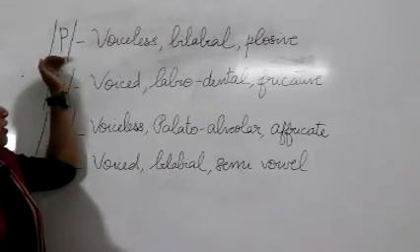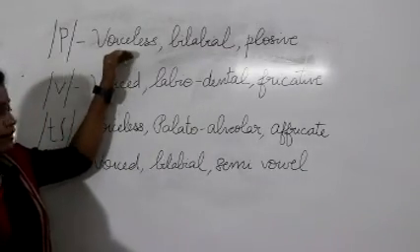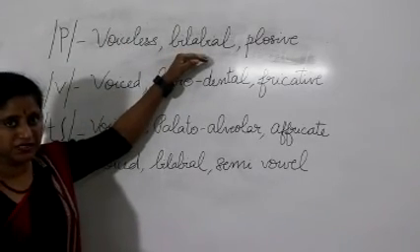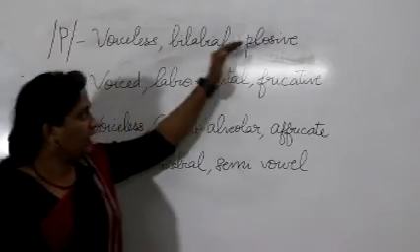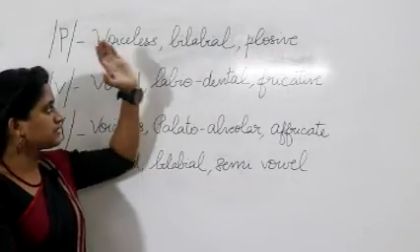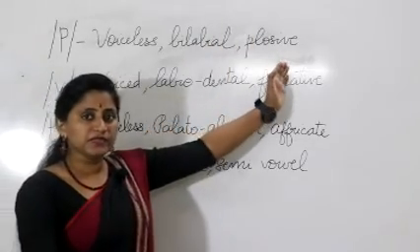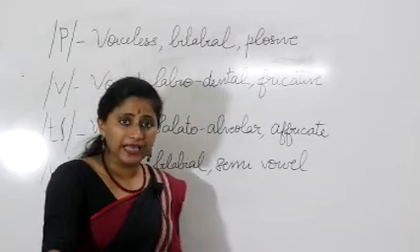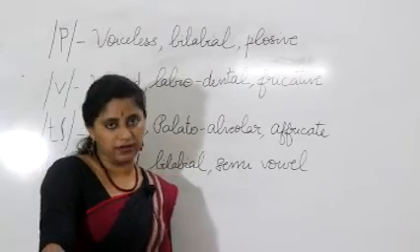So first one, P. It is not a voiced sound, so it is voiceless. We use the two lips as the place, so bilabial, and it comes out with a plosive. So it is a voiceless bilabial plosive sound. P is a voiceless bilabial plosive sound.